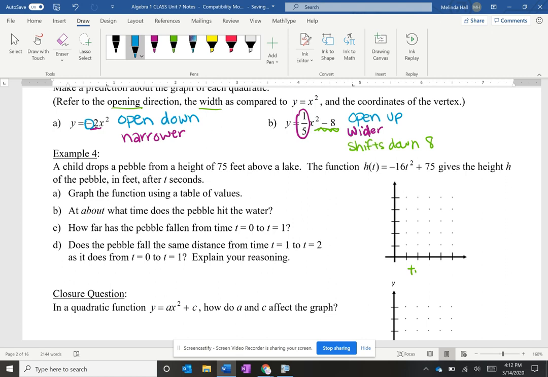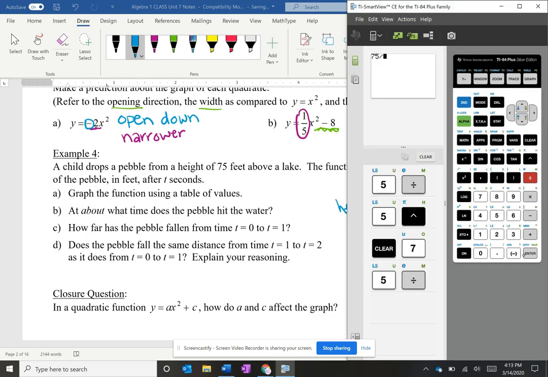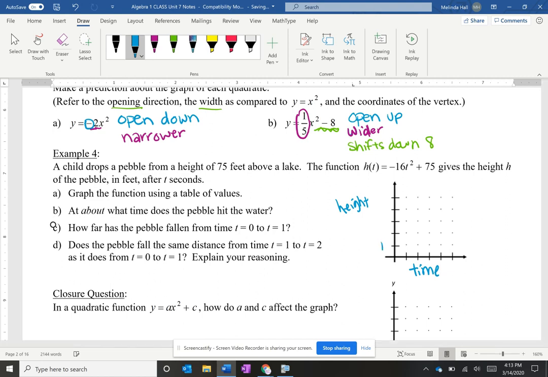T is time, and so that's going to be our x-axis. And then our y-axis is going to be its height. We will just count by 15. So this would be 15, 30, 45, 60, 75. And so then our time will have 1, 2, 3, 4, 5.